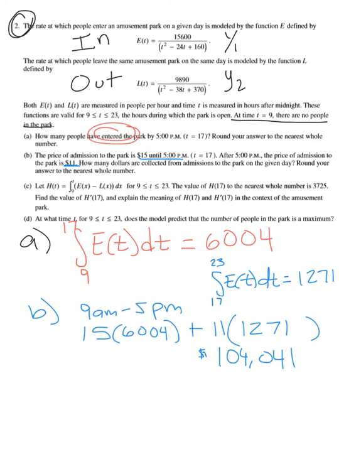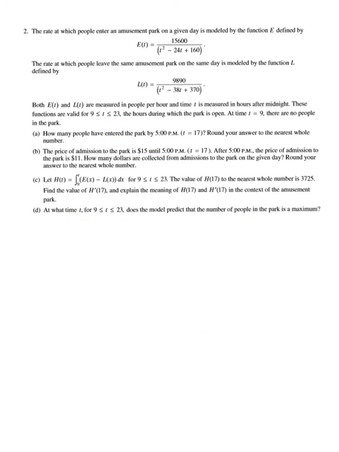All right. Part C. C is the hard part. D is not always the most difficult problem. All right, so again, this is my y1, this is my y2, this is my in, this is my out. I really like labeling. All right, C. Let h of t equal the integral from 9 to t, e of x minus L of x. The value h of 17 to the nearest whole number is 3725. Find the value of h prime of 17 and explain the meaning of h of 17.